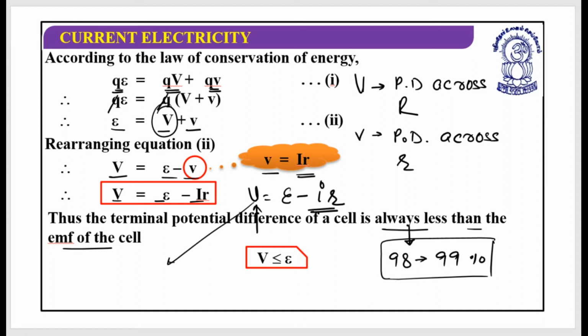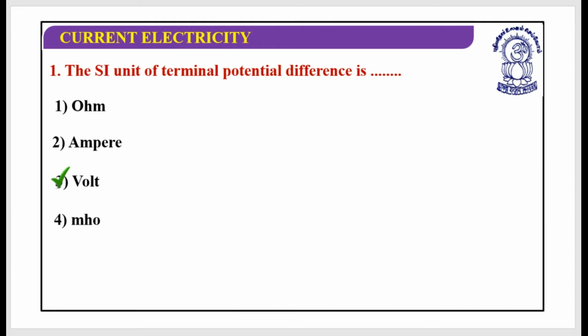But at this point of time, you can remember that V is equal to E minus Ir, where V is the terminal voltage, E is the EMF, and I and r you know. So this is the relation between terminal voltage and EMF of a cell, that is V equals E minus Ir. Is it clear? Let's look at certain MCQs and we will get back to this.